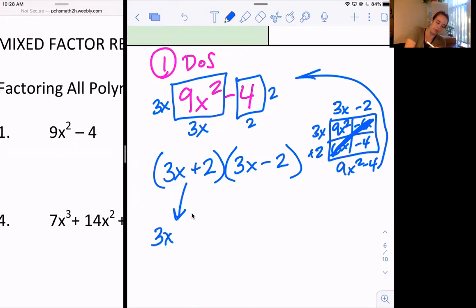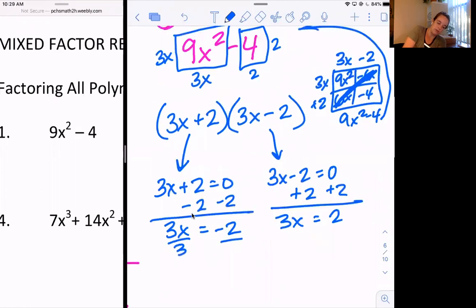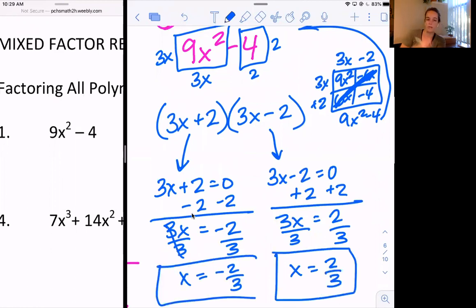So 3x plus 2 equals 0. 3x minus 2 equals 0. I'm going to subtract 2 on both sides. 3x equals negative 2. I'm going to add 2 on both sides. 3x equals positive 2. Divide by 3. I get x equals negative 2/3 and x equals positive 2/3. So I have two answers, which is good because I had x squared.